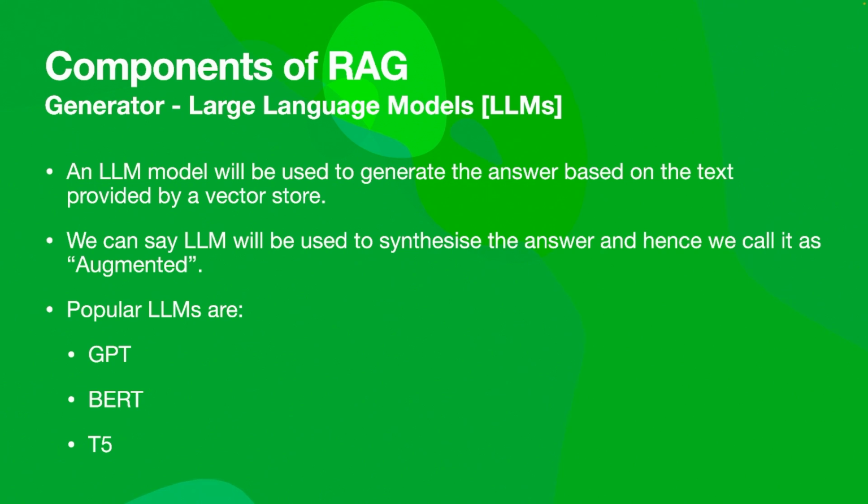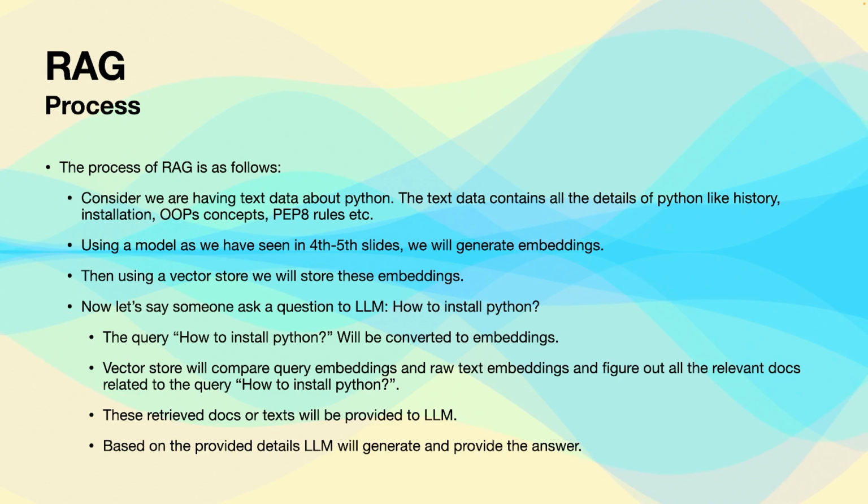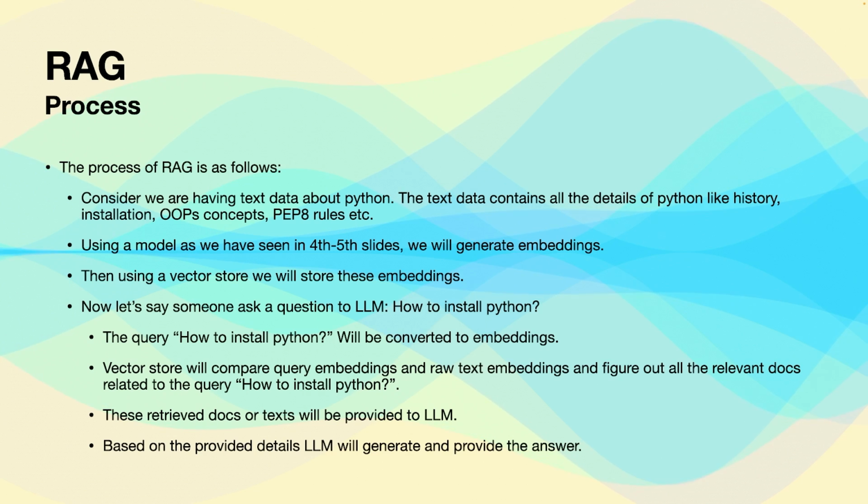The last component is the LLM, which stands for Large Language Model. Its role is to generate or synthesize an answer based on the retrieved documents. Some popular LLMs include GPT, BERT, and T5. Now, let's understand the entire RAG process.